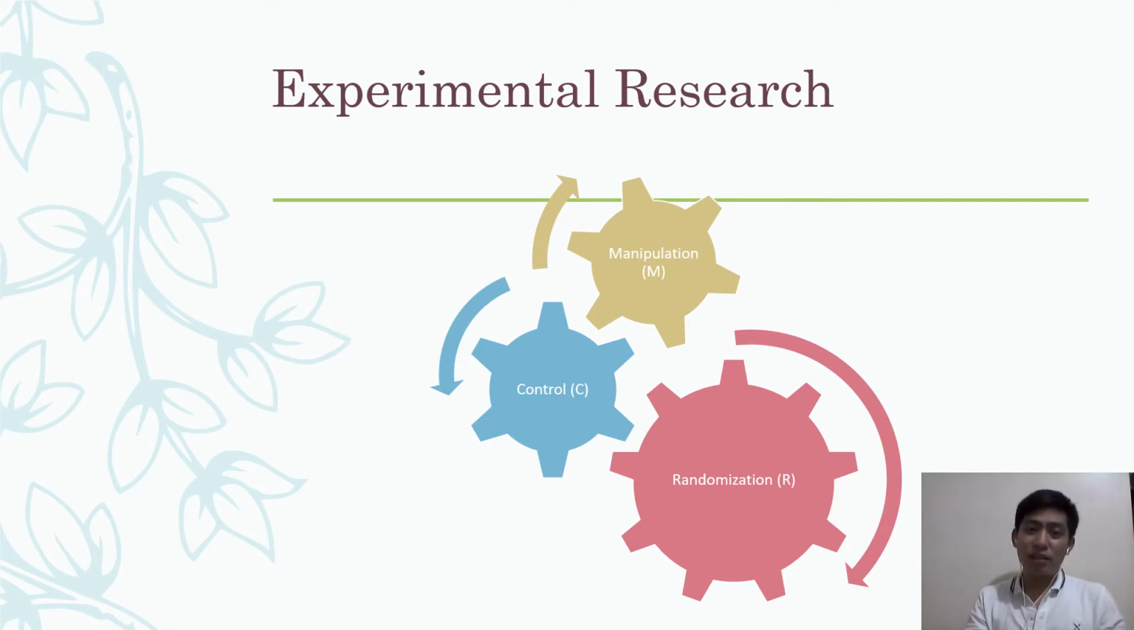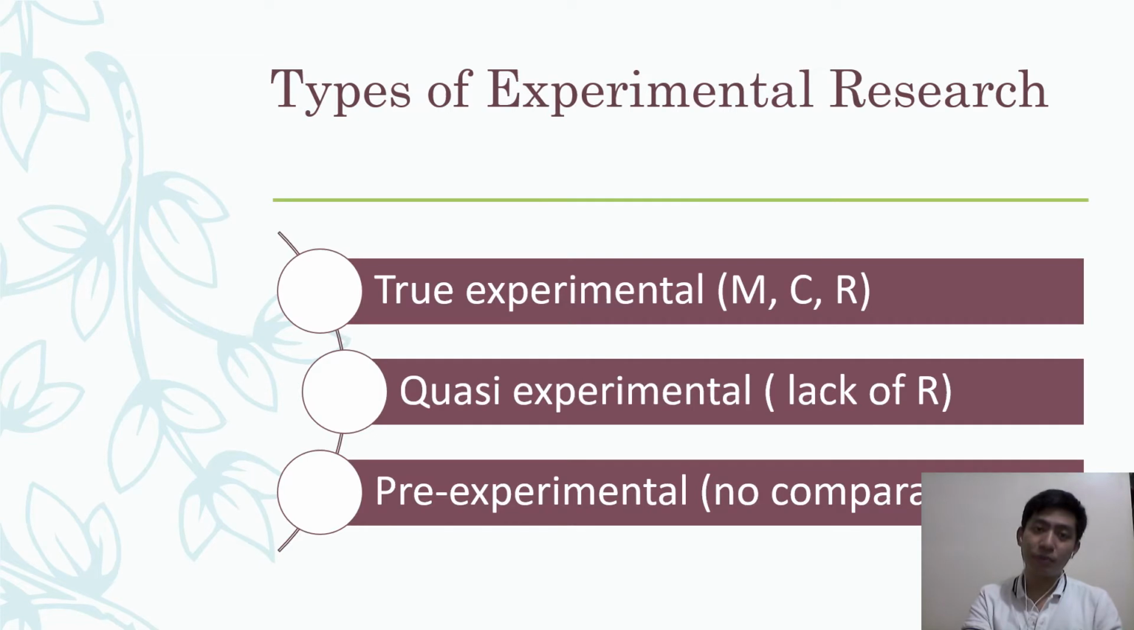The other two are manipulation and control. Manipulation is when you've added an intervention, and the control group is where you don't have any intervention at all. So if you accomplish the three requirements for experimental research, it can be said that it's a true experimental research.